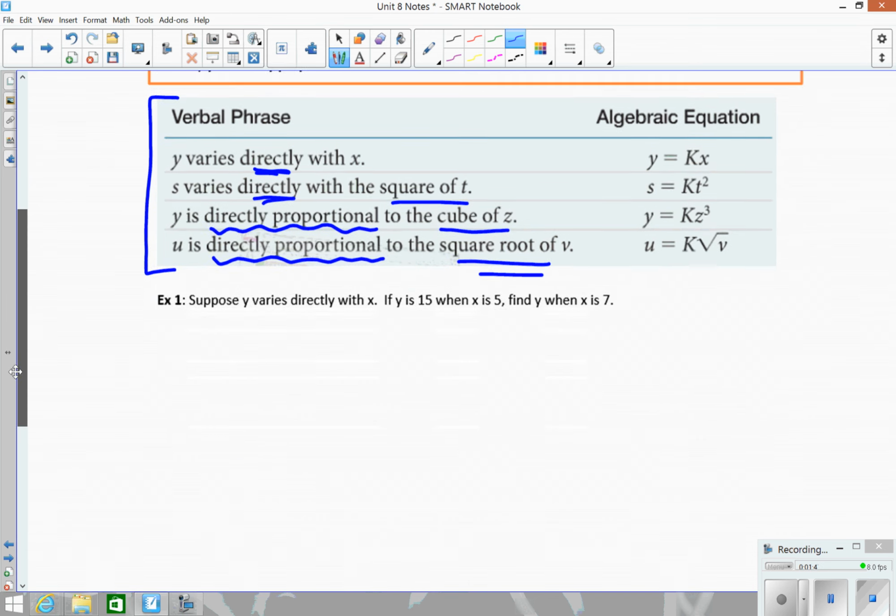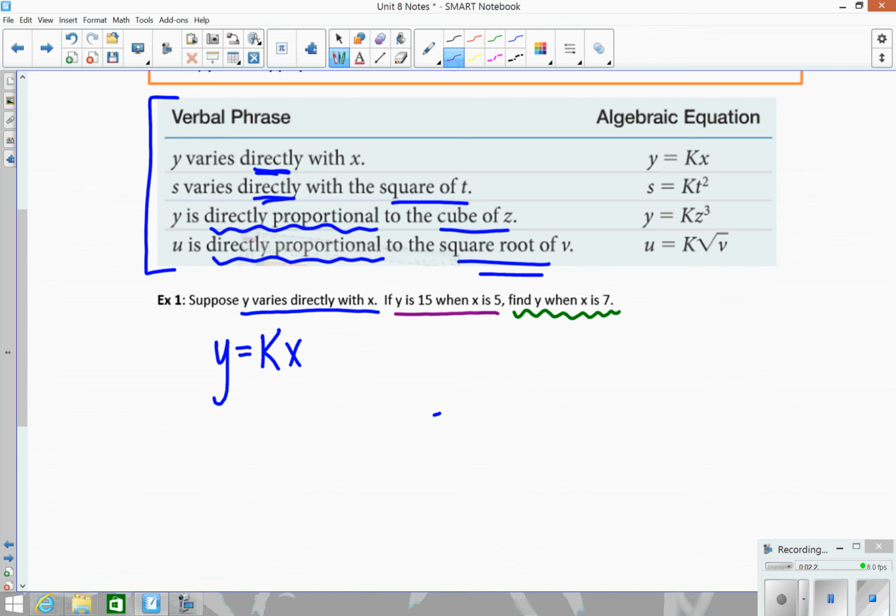So let's look at an example of how we would set this up and how we would use it. For this first example, it says, suppose y varies directly with x. The first thing you want to do is translate that. So y varies directly, so y equals some constant k times x. That's the first part. And then it says if y is 15 when x is 5, our goal here is to find y when x is 7. So basically we have 2 scenarios here.